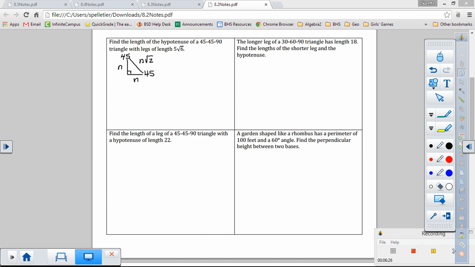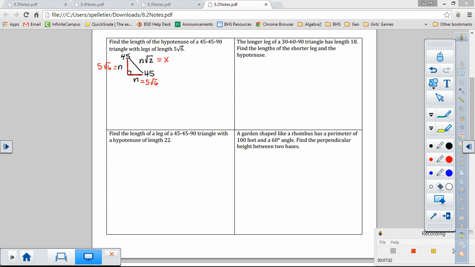Then it says that the triangle has leg lengths of 5 square roots of 6. So then I'm going to say to myself, well, if this leg length and this leg length is 5 square roots of 6, then I know that n equals 5 square roots of 6. Both places, n equals 5 square roots of 6. That was given to us. And so the question is, how long is the hypotenuse? So that's where we need to figure out how long the hypotenuse is. That's my variable, so equals x.